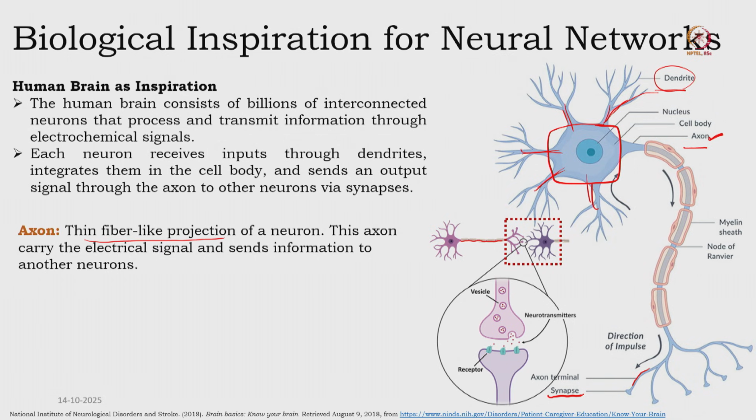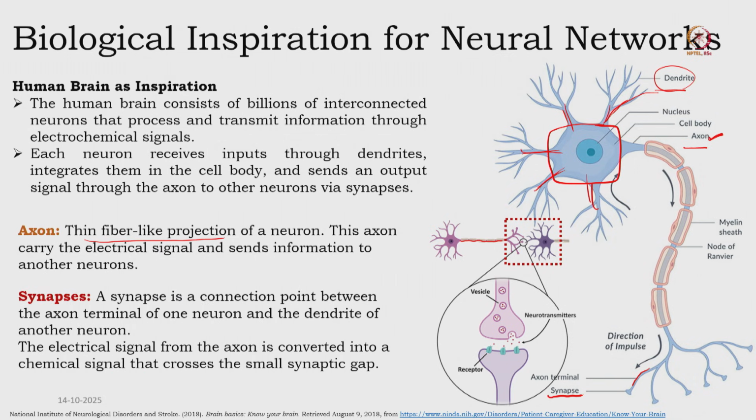What is a synapse? It is a connection point between the axon terminal of one neuron and the dendrites of another neuron. Now, the axon is carrying the electrical signal, and the electrical signal cannot pass because there is a gap here. So what happens when it reaches the synapse? The synapse will convert this electrical signal into a chemical signal so that it can pass through this gap. This chemical signal we call neurotransmitters.